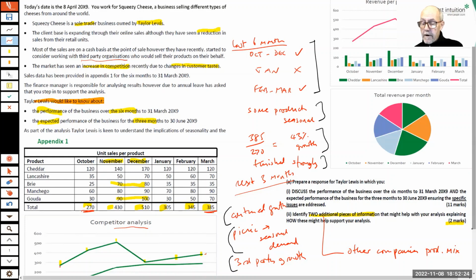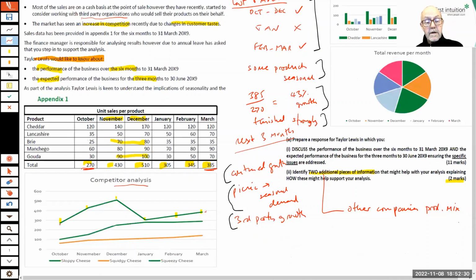What else would it be good to know about from our competitors? What their product mix is. Do they offer anything different? For example, do they offer complementary products? Do they sell biscuits as well? Sorry if you've not had your tea. Okay, lots of points we can think of.